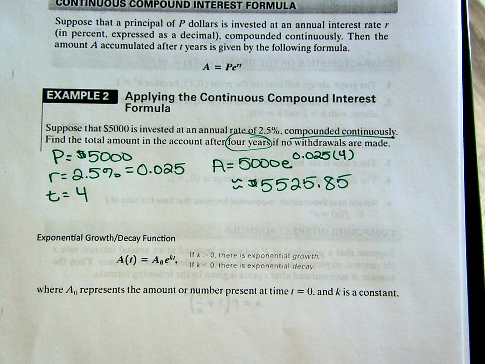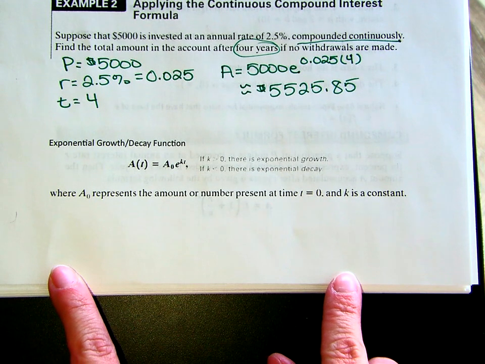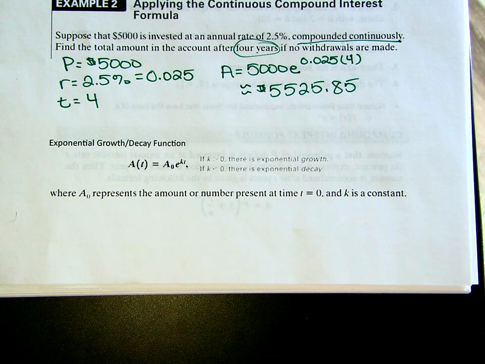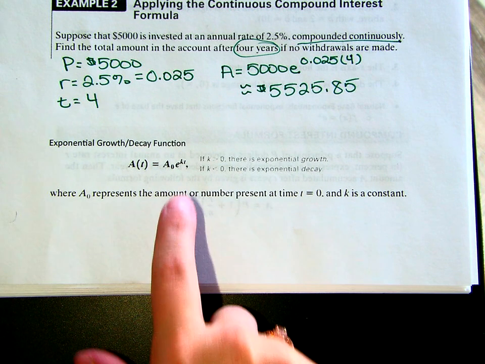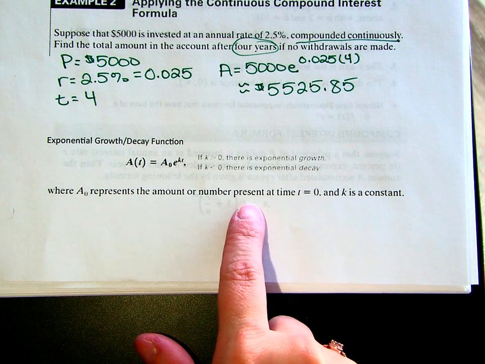Let's throw in exponential growth and decay in here for a minute. Now this function looks a little bit different, and that's mostly just because these values are not dealing with money. Usually these are dealing with people. We'll see exponential growth and decay in populations. And so usually this stands for how much the initial population is. Instead of having P here, we have A sub 0. The A sub 0 is the amount or the number present at time 0. So it's what we're starting with.